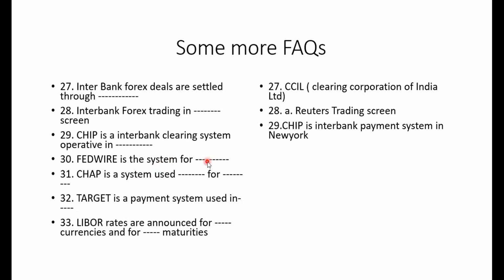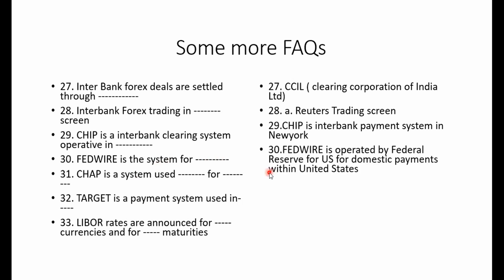And what is Fedwire? Fedwire is nothing but a clearing system for all the banks in the US. The United States is such a big country, and all the states are connected through a network. Fedwire is operated by the Federal Reserve Bank. Like our RBI, for domestic payment, like our RTGS and NEFT within India, they have another system called Fedwire. CHIP is only for New York payment. Fedwire is for all domestic payment within the entire America.